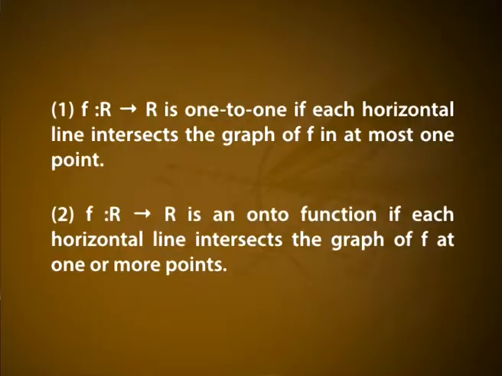The answer is yes. Specifically, f from R to R is 1 to 1 if each horizontal line intersects the graph of f in at most one point. f from R to R is an onto function if each horizontal line intersects the graph of f at one or more points. Accordingly, if f is both 1 to 1 and onto, that is invertible, then each horizontal line will intersect the graph of f at exactly one point.